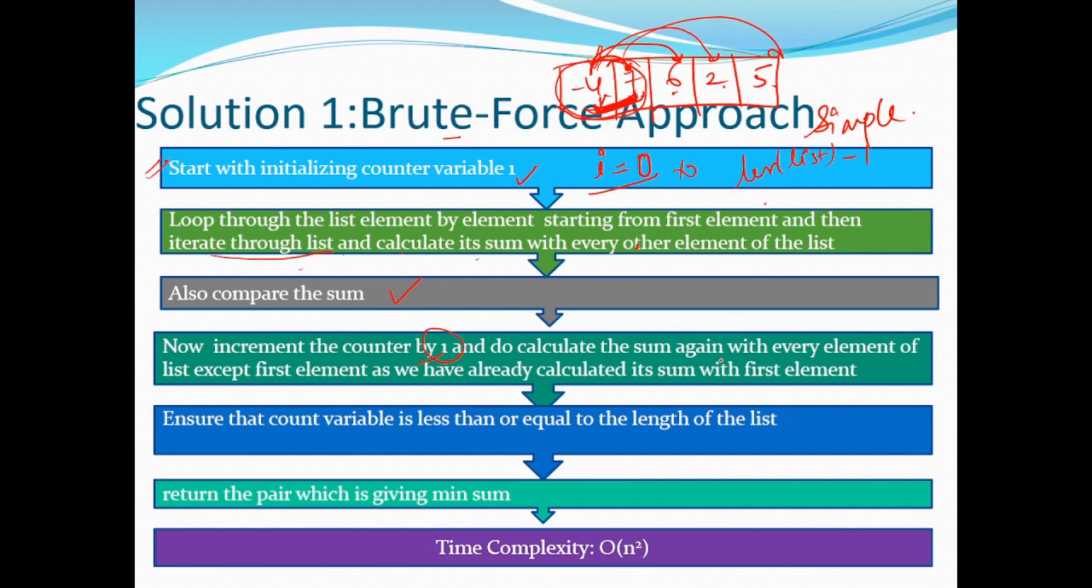Then again we will calculate the sum, and we will do this while i is less than the length of the list. This list has length 5, so i will move from 0 up to 4. I think it should be less than, not less than or equal to. Then return the pair which is giving the minimum sum. As we have two loops, the time complexity will be order of n square, n times n. This n is for the outer loop, and this n is for the inner loop.